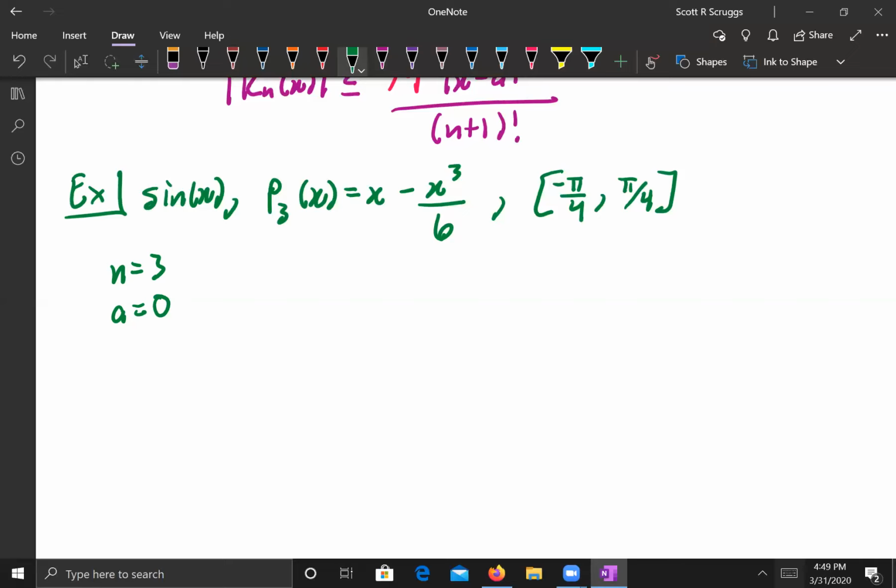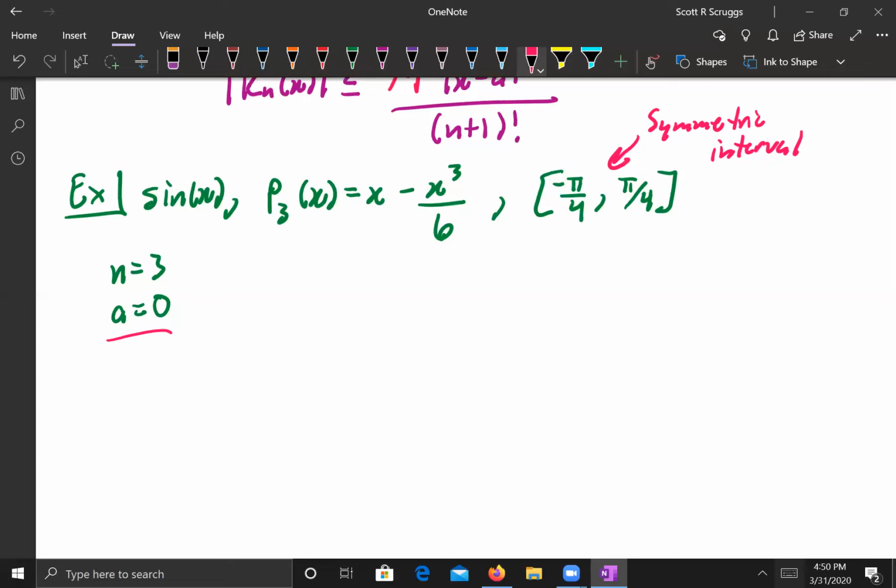I'll address that question, your comment later, Unique, but I'll walk through this example first. The reason why I chose a to be 0 is mainly because the interval I'm working with is symmetric. And so because of that, I'm picking the exact center of that interval, which is a equals 0.